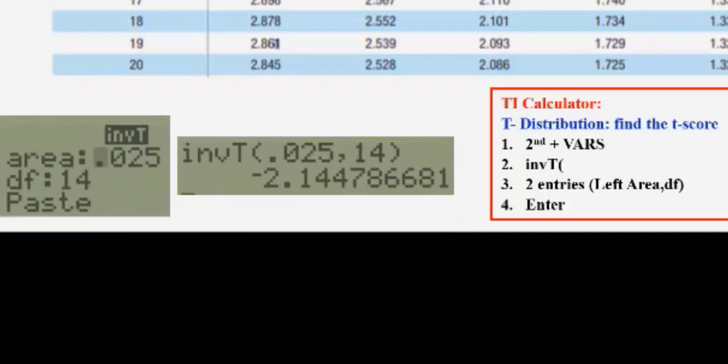Inverse t, area to the left is 0.025, degrees of freedom is 14. And look at the number. If you do the rounding here, that means you look at the next number, which is 7, and you change this 4 to number 5.